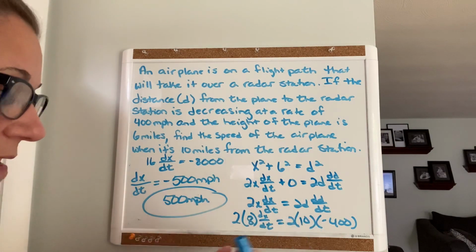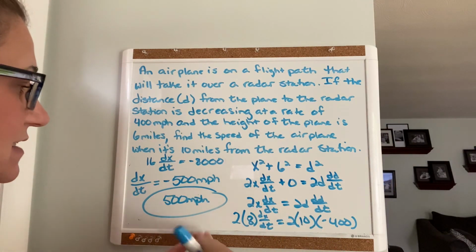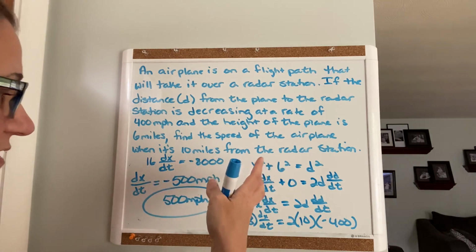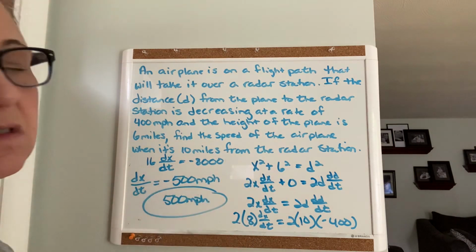So is the ground distance. The ground distance is decreasing, but you never use negative for a speed. You take the absolute value, and there's the speed of the airplane.